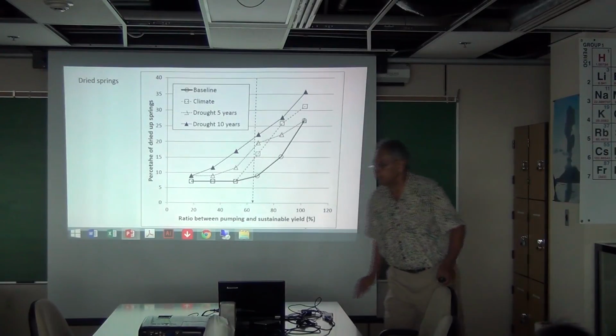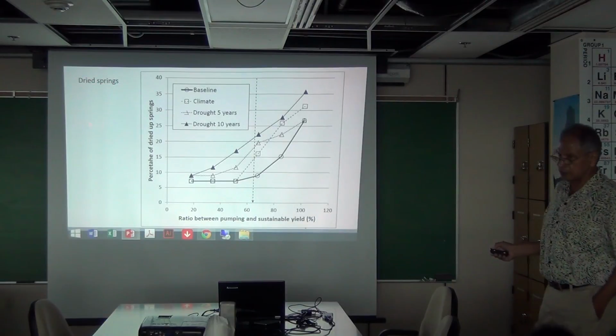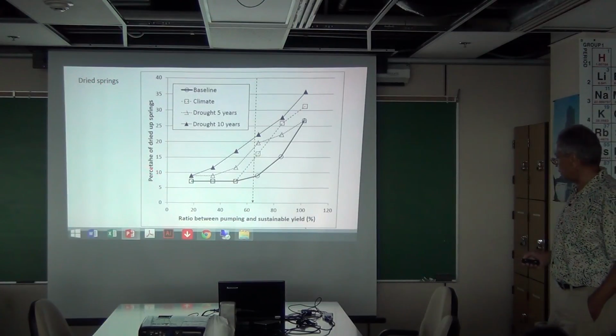Then in the second plot, we counted how many springs will become dry. That's worse, right? This number of springs dry. So this is the current one. And any change here will increase the number of dry springs. And of course, long drought is the worst.